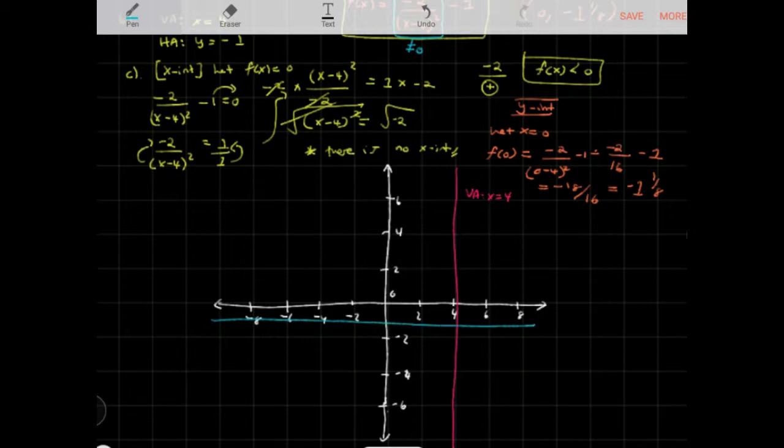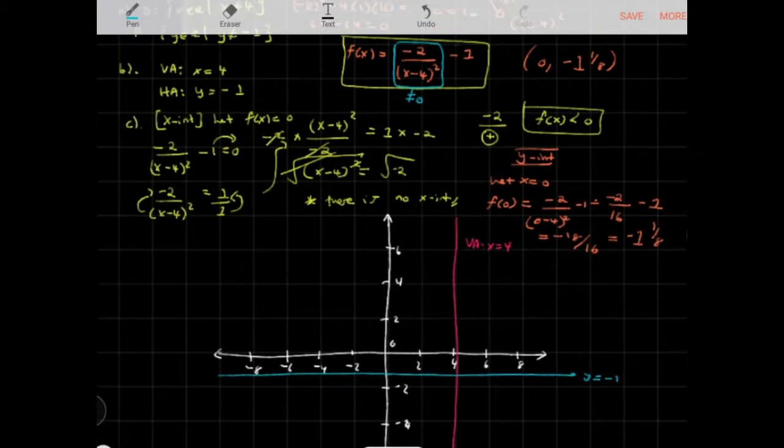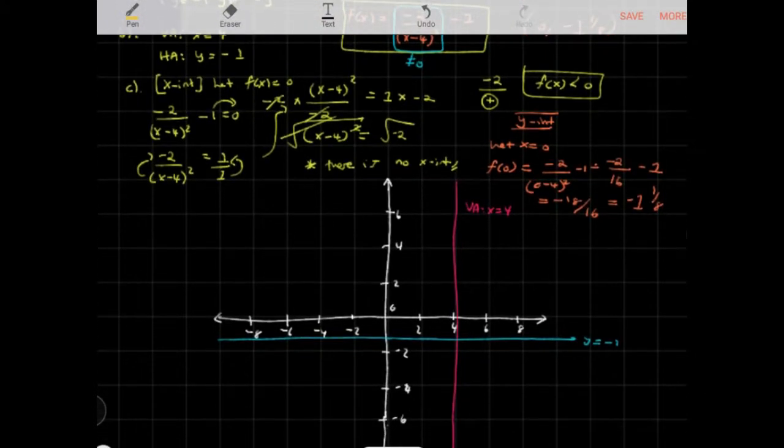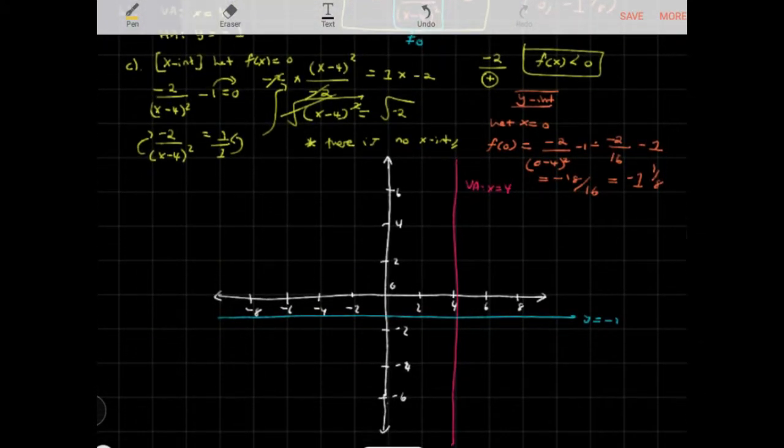You kind of want to use a ruler for this. I should be using a ruler, but I'm just showing you as quick as possible the procedure so you guys can learn it. In this case, we want to plot the intercepts. There's only the y-intercept, so if I plot the intercept, we have negative 1 and 1 over 8, so it's slightly below. We have 0 and negative 9 over 8.